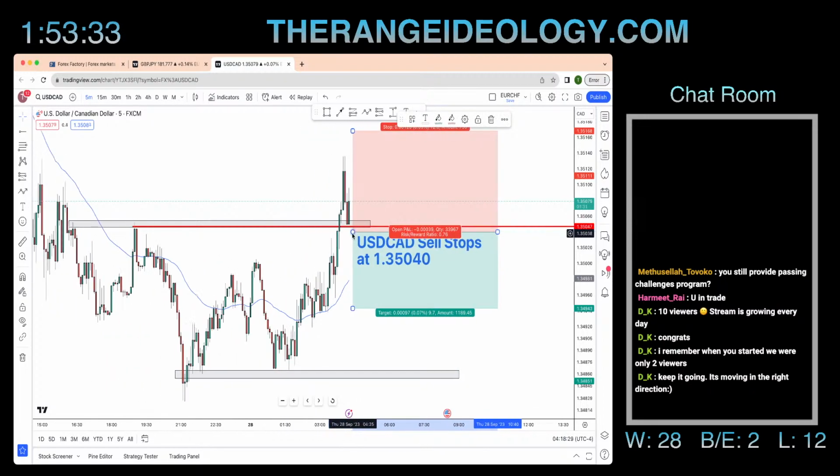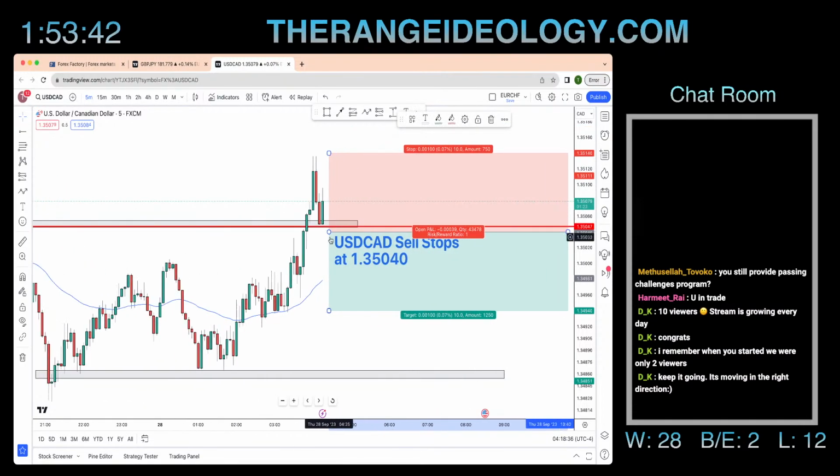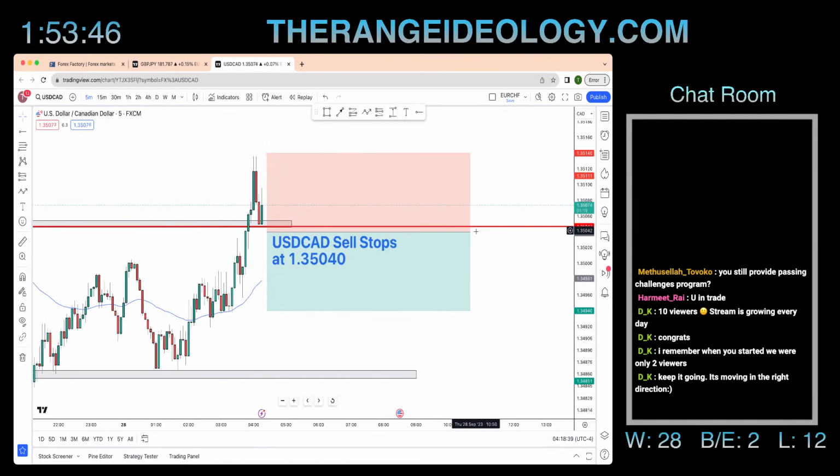Okay, here we go. So it's going to be a 10. Let's make it 10 pips on the dot here. 10 pips. And 10 pips. Right, so this is our entry for USD CAD here. So sell stops.